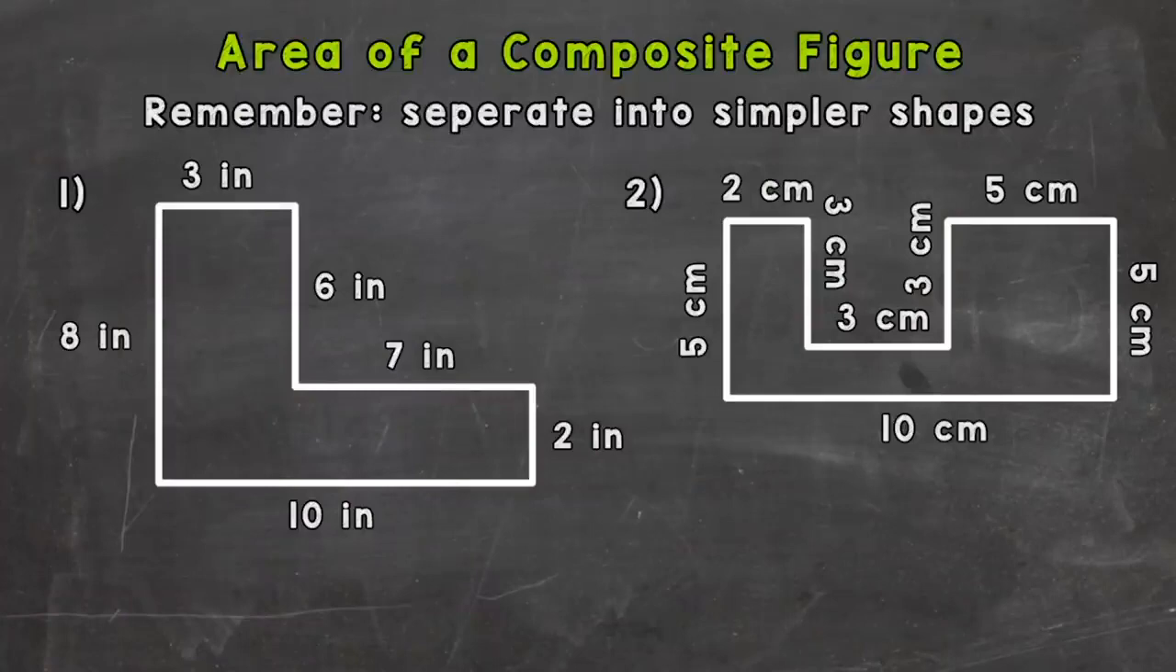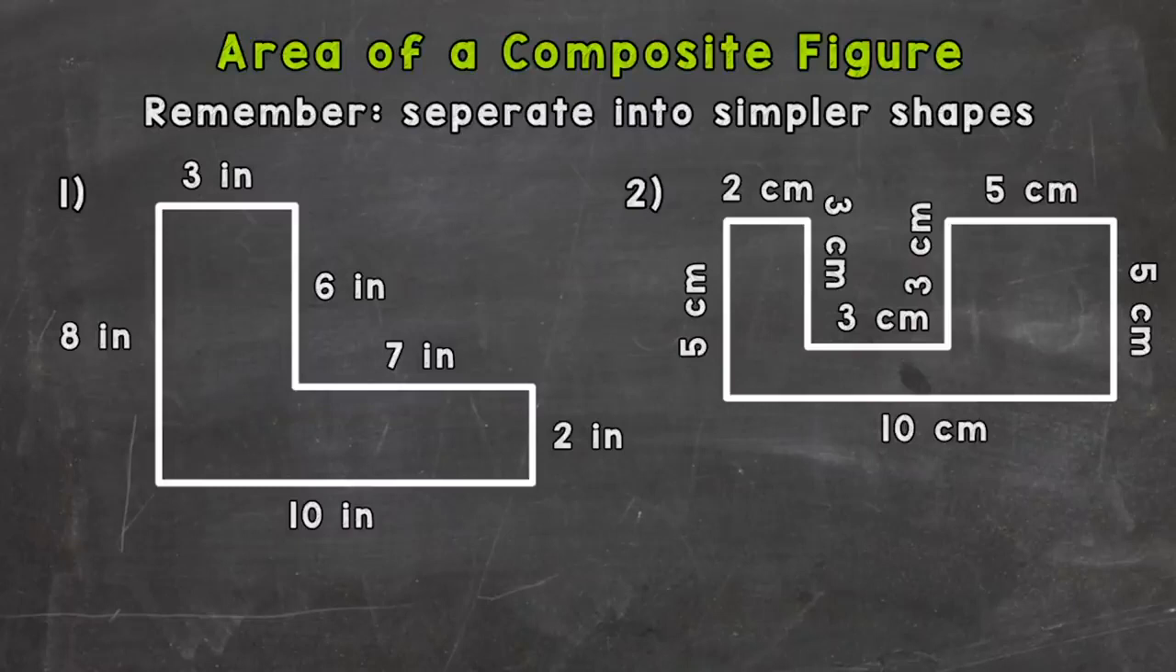In this video, we're going to talk about how to find the area of a composite figure. On your screen, we have number 1 and number 2, and those are both examples of composite figures. In order to find the area of these, we need to separate them into simpler shapes that we know how to find the area of. That way, we can find the area of the simpler shapes, add them together, and it will give us the area of the whole composite figure. So let's jump right into number 1 and see exactly what I mean by that.